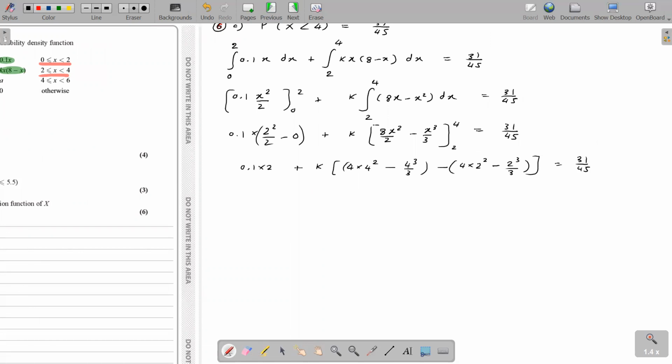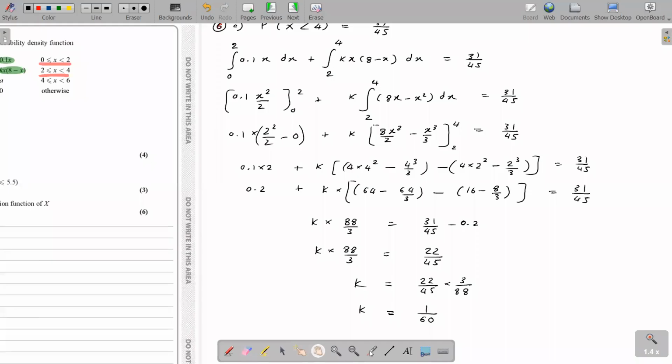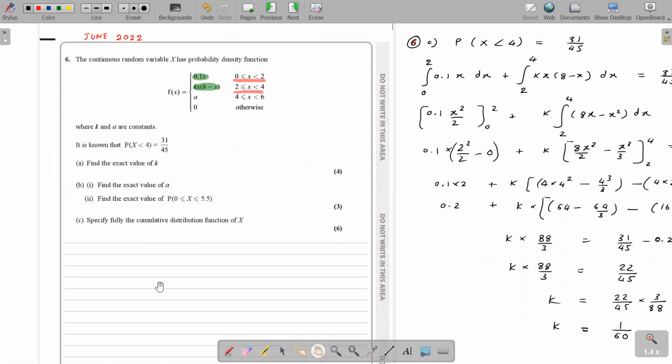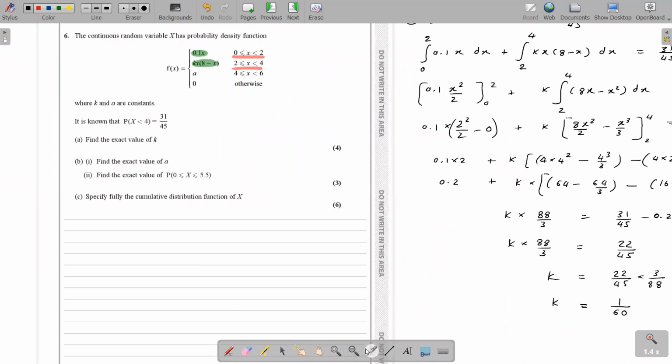All right, so let's simplify. Here I have performed the rest of the simplification. I think that's pretty straightforward, right? So you can get these answers just by typing in the calculator, and you can get the k value as 1 over 60.